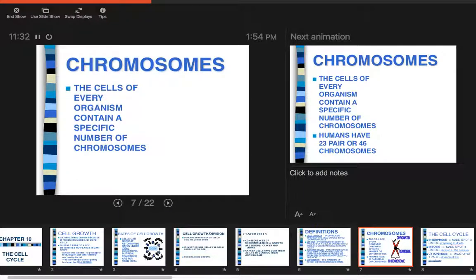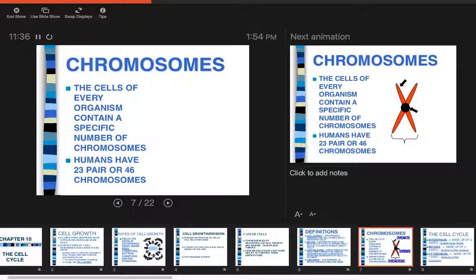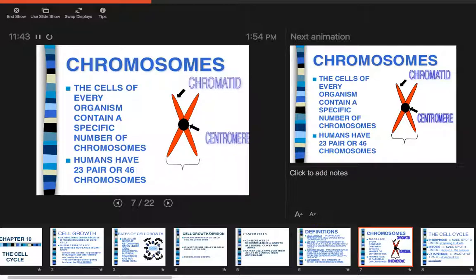This is just a quick thing on chromosomes. Every organism has a set amount of chromosomes. And this would be your typical chromosome. You've got chromatids, which are like the legs and arms, the little pieces we would call chromatids. The centromere is the middle part where it all meets together.